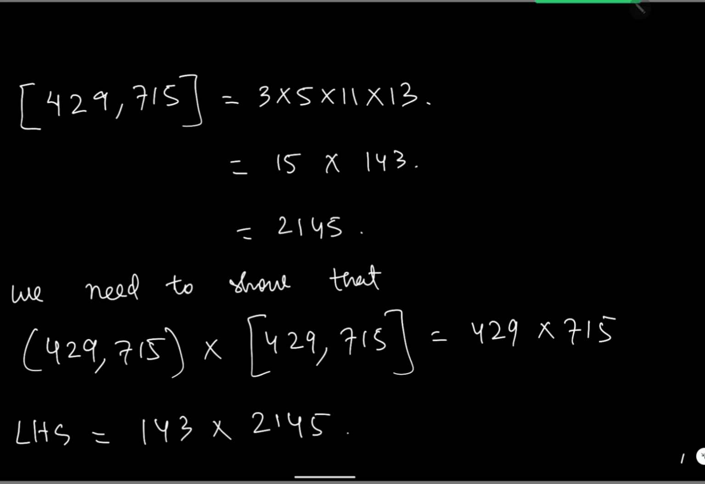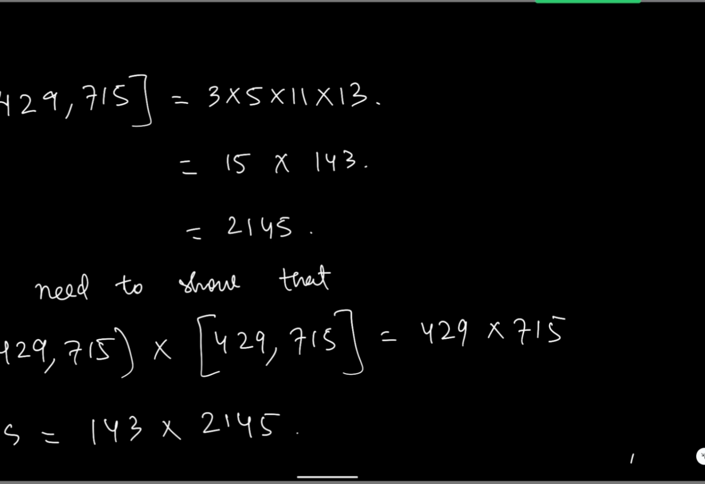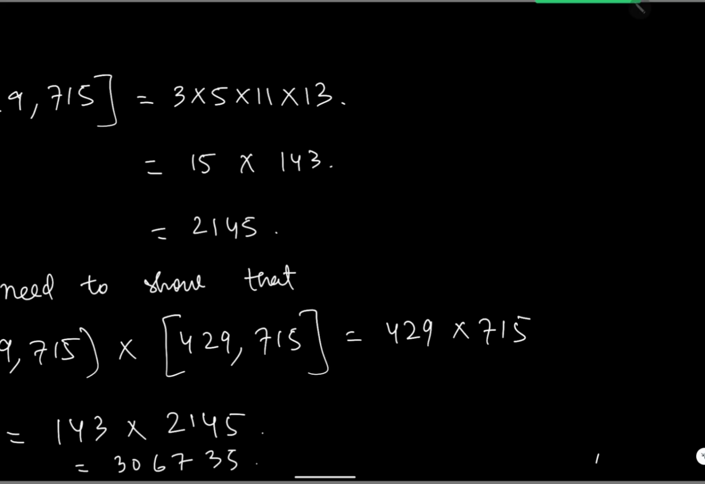Now if you compute the product of 143 and 2145, you will get 306735. This is our left hand side.